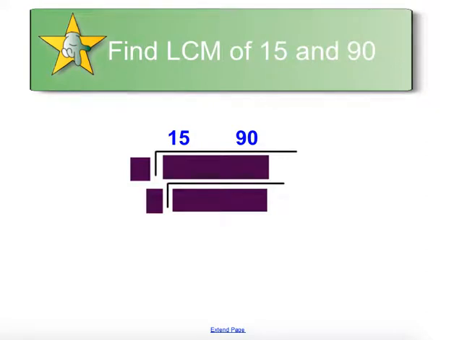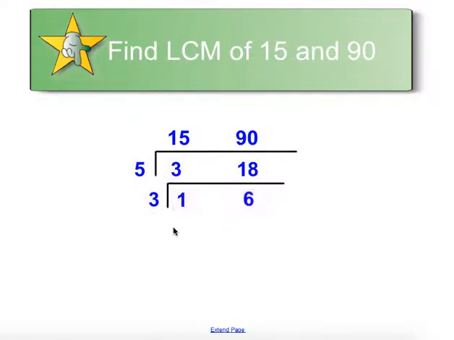108 is the least common multiple between 36 and 24. Okay, I'll let you try this one on your own, so you can stop the video and then see that we divide them. We get this and this, so we will multiply 5, 3, 1, and 6 together to get a multiple of 90. Okay, 90 is the least common multiple, even though it is one of the numbers. That's fine. 15, when we multiply it up, we get 90, and 90 is a multiple of itself.